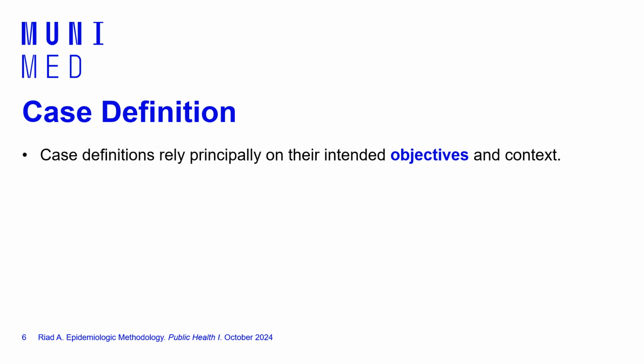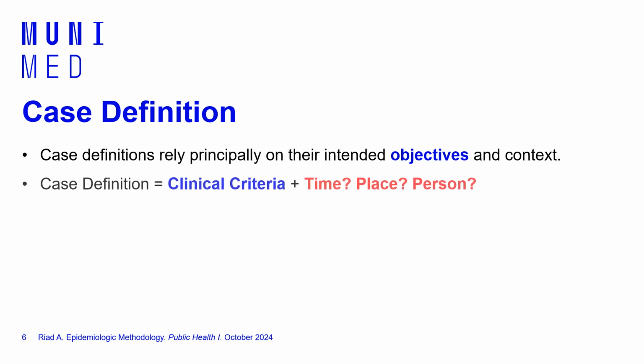So let's see what are the basic components of the case definition. The components of case definition can also depend on the objective and the context when this case definition will be used. And I will give you very soon some examples for why case definitions can change from place to place according to the objective of the case definition. But in general, case definition components are clinical criteria in addition to parameters of time, place, and person.